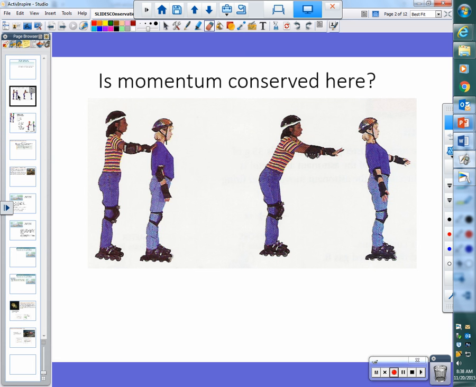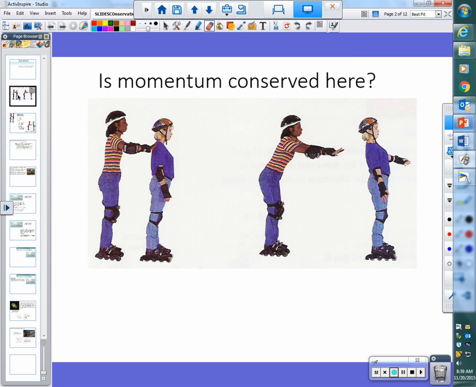Here we have another representation of that demonstration. Have we looked at these two girls on the rollerblades yet? Usually I use this when we talk about Newton's third law, right? So, same situation, both girls at rest. One girl pushes on the other girl, they both start moving. Is momentum conserved? And the answer to that question is what? Yes, right?